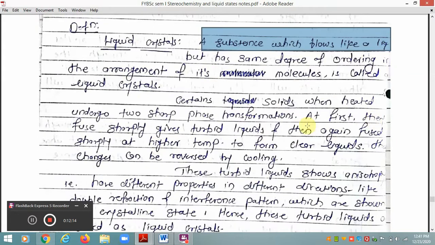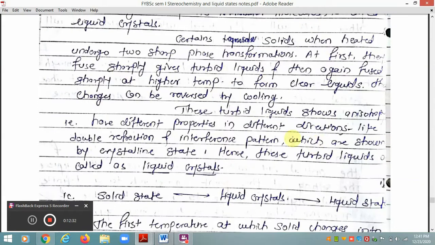Certain solids when heated undergo two sharp phase transformations. At first stage they fuse sharply and give turbid liquids, and then again fuse sharply at higher temperature to form clear liquids, and these changes can be reversed by cooling also. Initially it becomes turbid and then it becomes a clear liquid on heating, and again if we decrease the temperature, this clear liquid will be converted to turbid liquid, and this turbid liquid will be converted into solid again. So this is the important case.